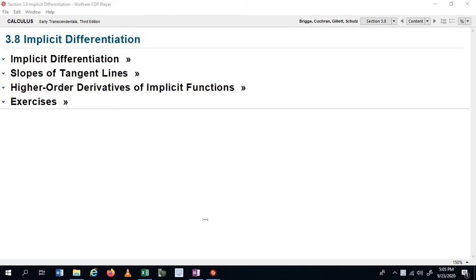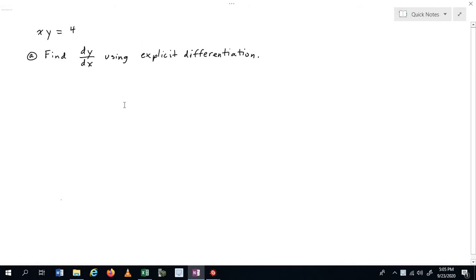Hello again. In this video, I'm going to go over section 3.8, which is about implicit differentiation. Now, to illustrate this idea of implicit differentiation, I'm going to go over an example. And in this example, we're going to find the derivative of y with respect to x in two different ways. The first way we're going to find it is using explicit differentiation, and then we'll find it using implicit differentiation.